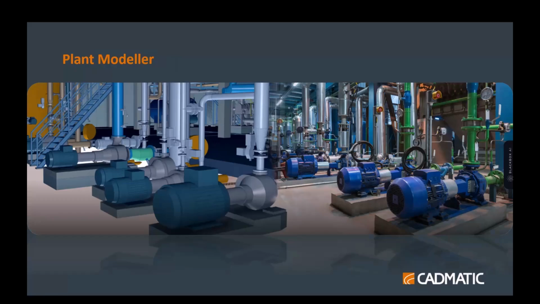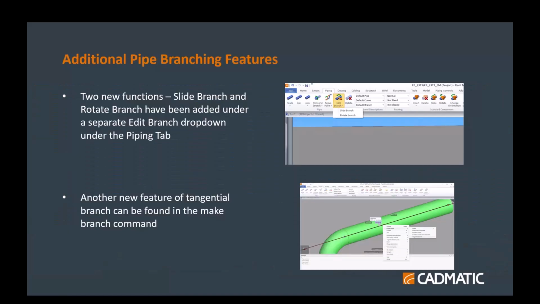Moving ahead with our slides, let us look at some notable new features from the plant modeler interface. Speaking of which, the first new feature that we have is concentrated towards the pipe branching function. We have 2 new functions for the pipe branching command. Firstly, you can either slide or rotate a branch that you have already created. This particular feature is added in a separate edit branch dropdown under the piping tab. The second new feature that has been added is for creating a tangential branch. This feature can be found in the make branch command, right?